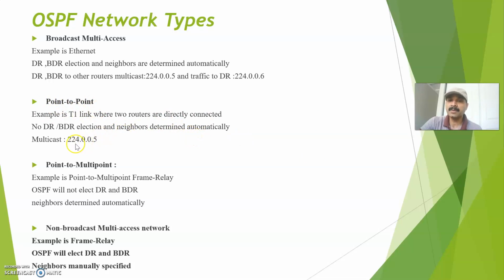And the multicast address is 224.0.0.5. And point to multipoint, an example is a point to multipoint frame relay network. So in this scenario, OSPF will not elect DR-BDR.